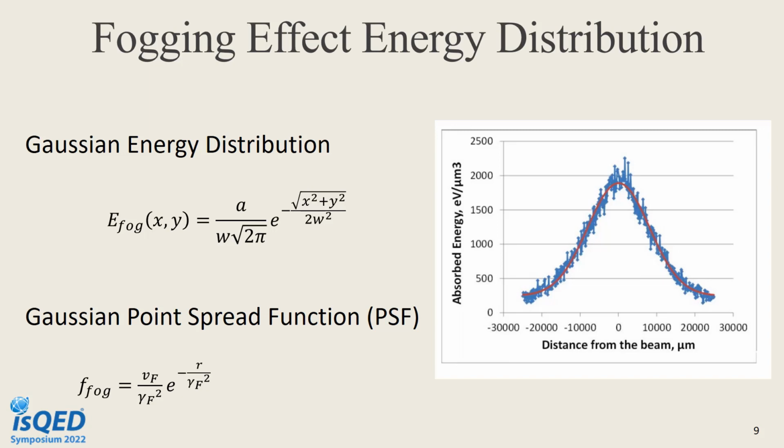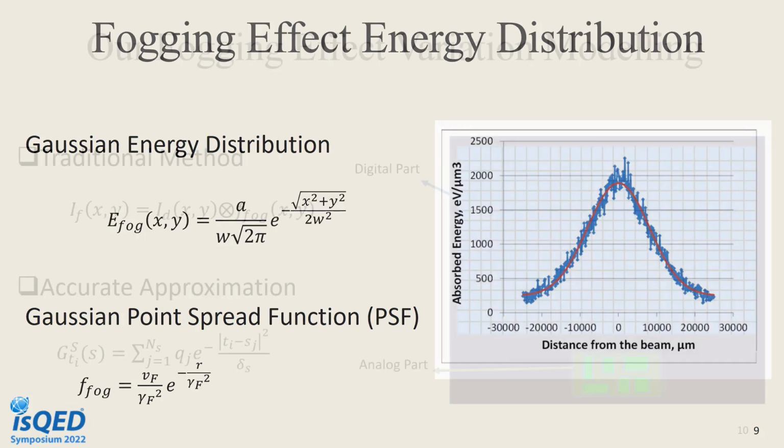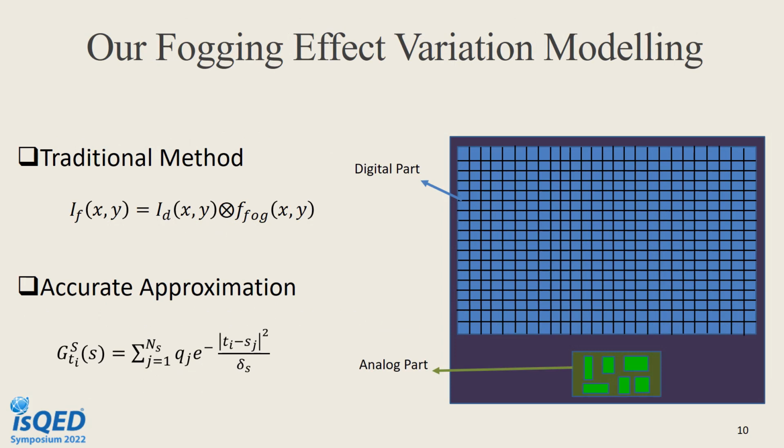R is the distance from the target point to the primary electron beam, and lambda F is the range of the fogging effect. So as you can see here, we have a digital part and also we have the analog part, and we want to consider the fogging effect in this analog part.